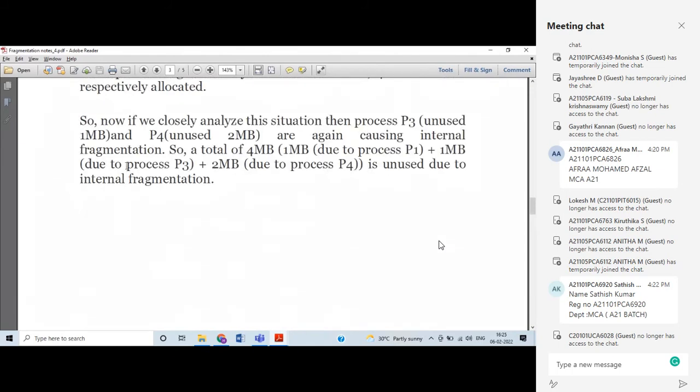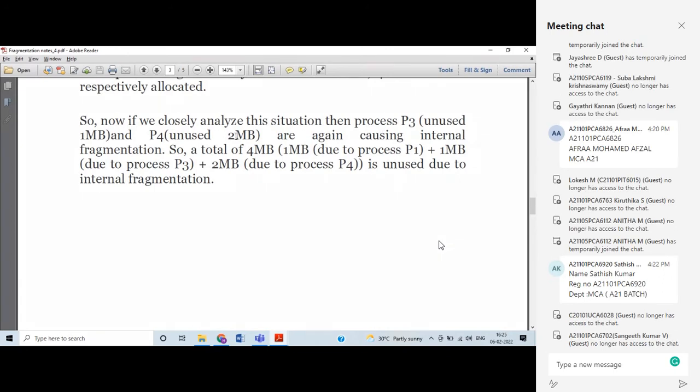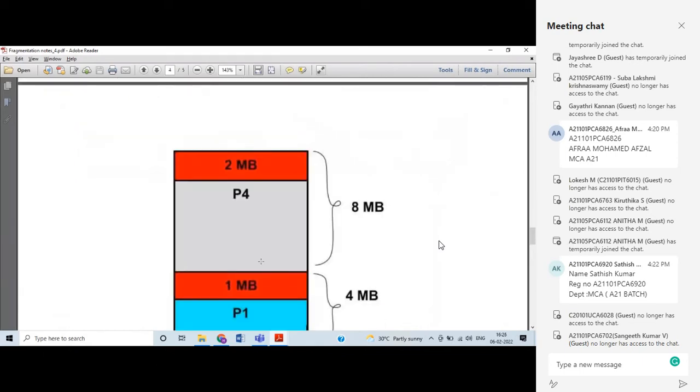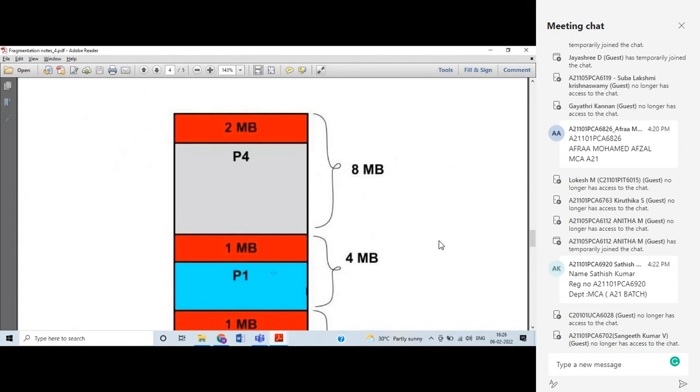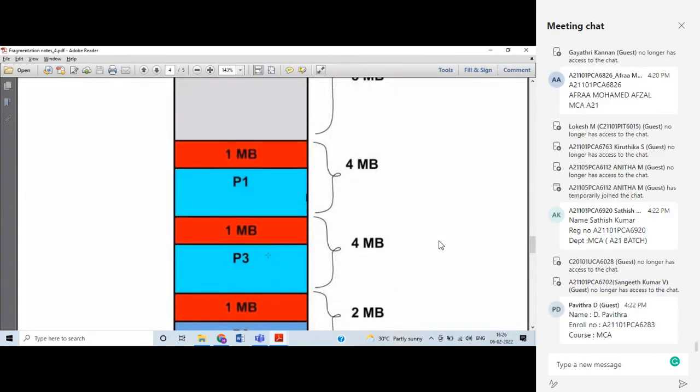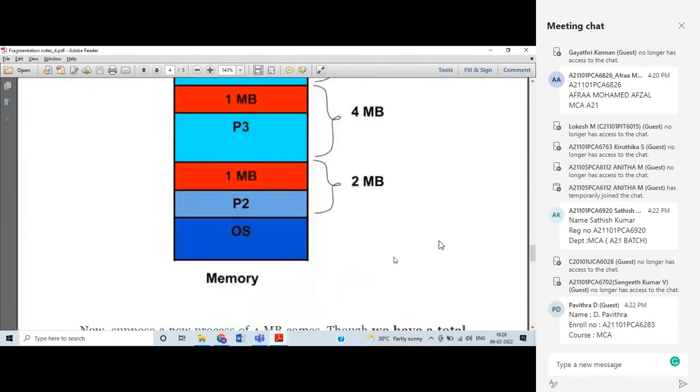This is the block size and that is the process size. If we closely analyze the situation, there is unused space. In P3, 1 MB is unused, and in P4, 2 MB is unused. So again this causes internal fragmentation. A total of 4 MB of space is wasted here due to the internal fragmentation. Look here, 2 MB is wasted, 1 MB and here also 1 MB. Everything like this is wasted.